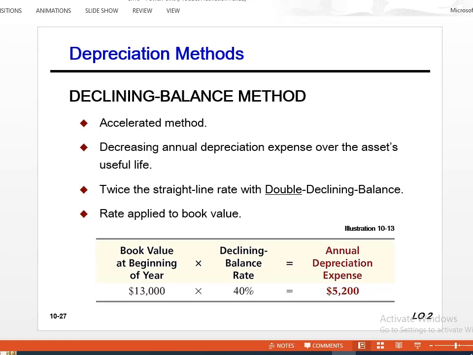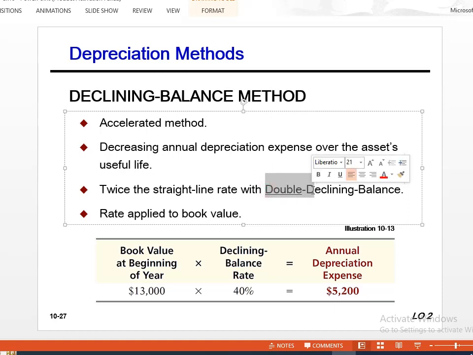Another name we use for it is accelerated method. Accelerated method means in the beginning years the depreciation expense is accelerated. We charge more depreciation, and in the later years the depreciation expense is less. So as I mentioned, it's declining balance because the depreciation expense keeps on decreasing over the life of the asset. We will be using the double declining balance method. Under the declining balance method, what is the double declining balance method?